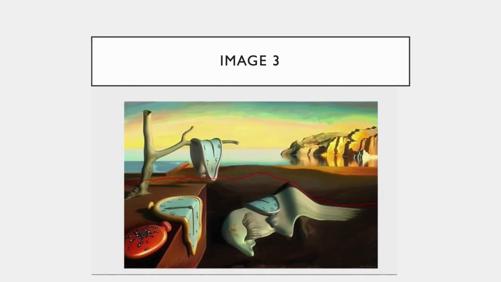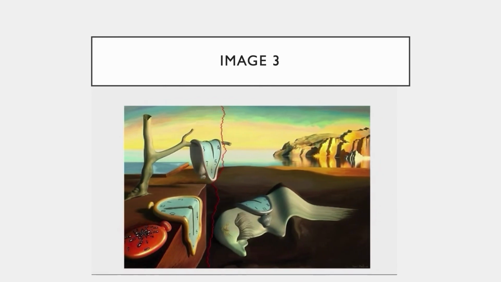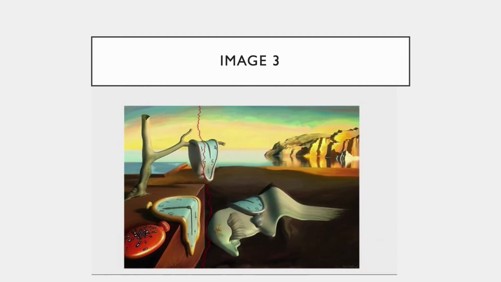For image 3, I used this painting by Dali. The red lines show the seams that are being removed. We can see the algorithm is able to pretty well avoid the very distinct objects like the face and these clocks.